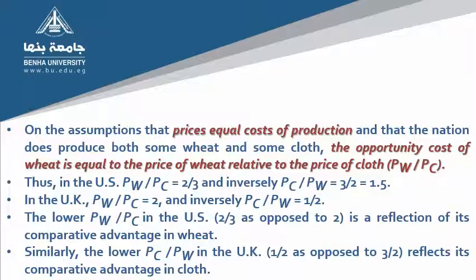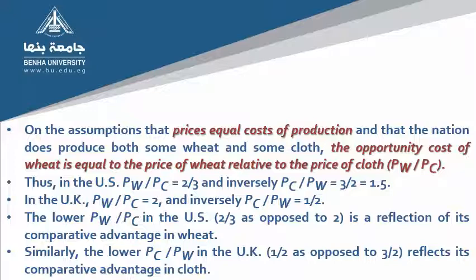On the assumption that prices equal costs of production and that the nation does produce both some wheat and some cloth, the opportunity cost of wheat is equal to the price of wheat relative to the price of cloth. Thus, in the United States, the price of wheat relative to the price of cloth equals 2/3, and inversely, the price of cloth relative to the price of wheat equals 3/2, which is 1.5. While in the United Kingdom, the price of wheat relative to the price of cloth equals 2, and inversely, the price of cloth relative to the price of wheat equals 1/2.